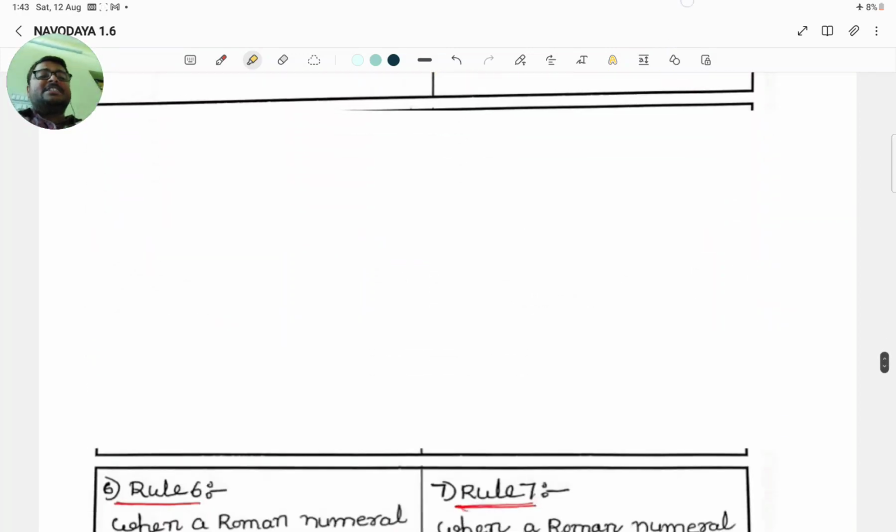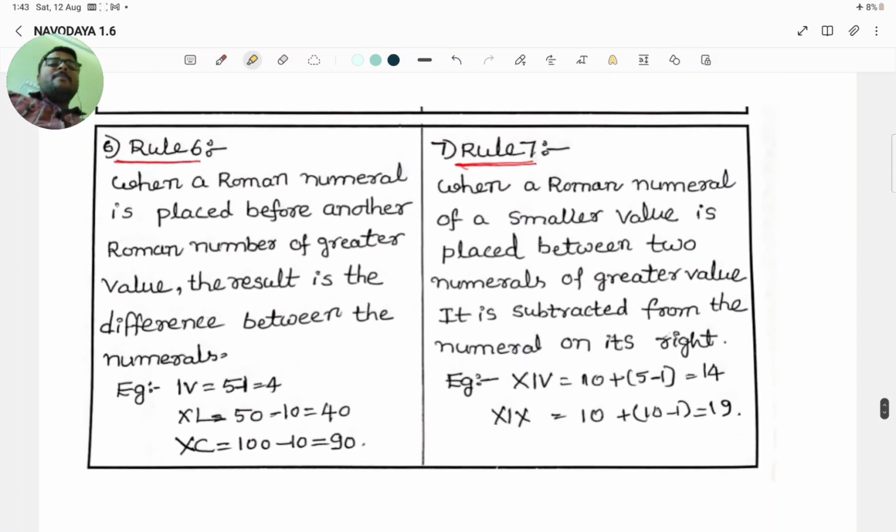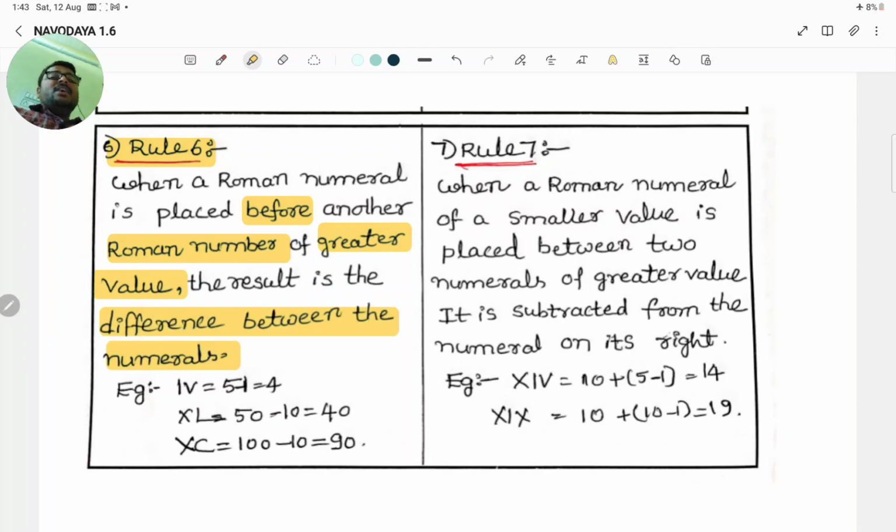Okay. Next, rule number 6. Here rule number 6 tells about when a Roman numeral is placed before another Roman numeral of greater value, the result is the difference between the numerals. In rule number 5, we explained after another number; here it is before the other Roman numeral. When we explain this rule, I am taking I and V. Here V is the big number compared to I, but I is present on the left side of the big number, or before the big number. That's why we have to do subtract here. That's why 5 minus 1, we will get the answer 4.